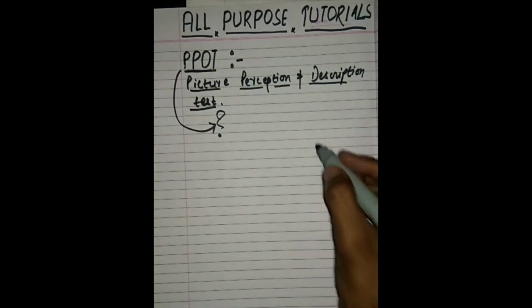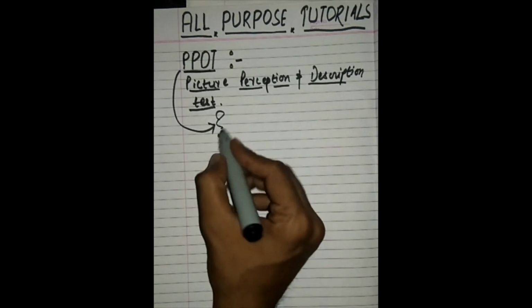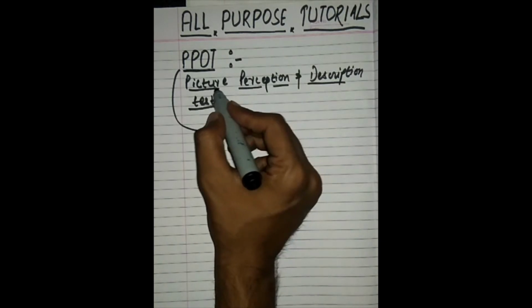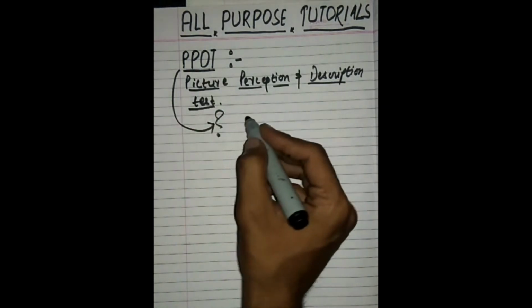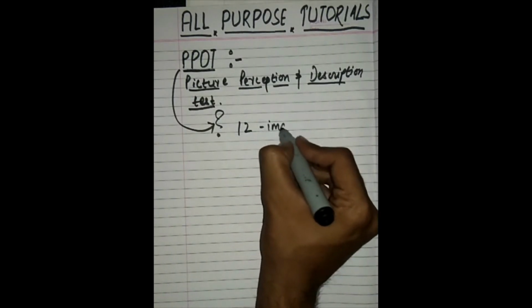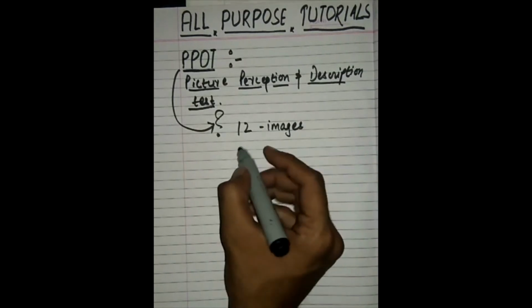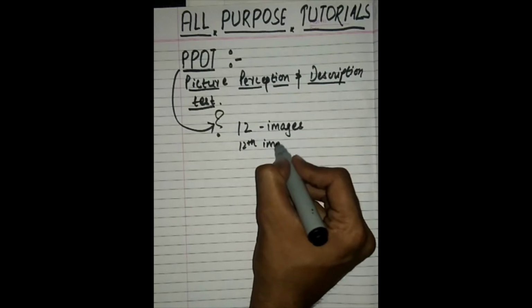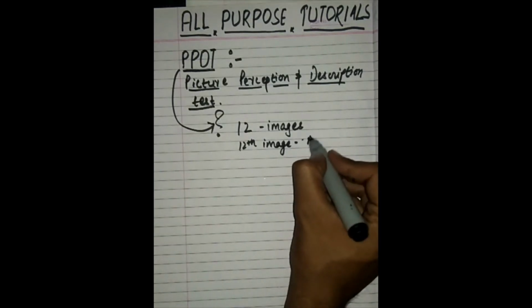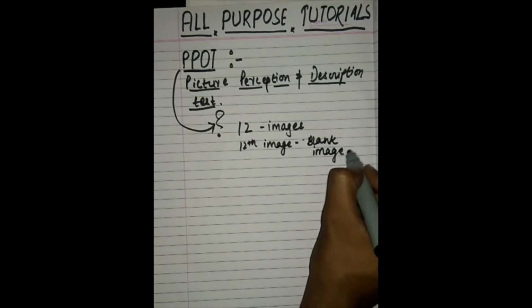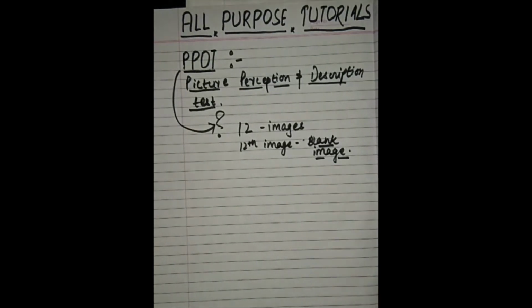By its name also you can understand what the test is. In this test you will be shown 12 images, and the last one, the 12th image, will be a blank image, and you have to write in that image by your own imagination.